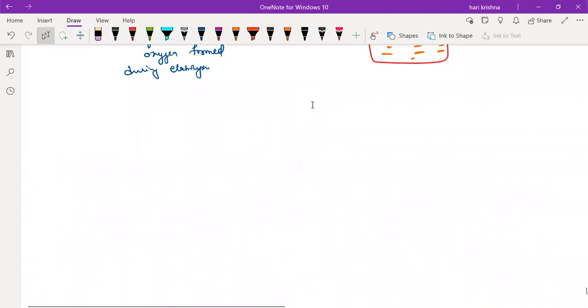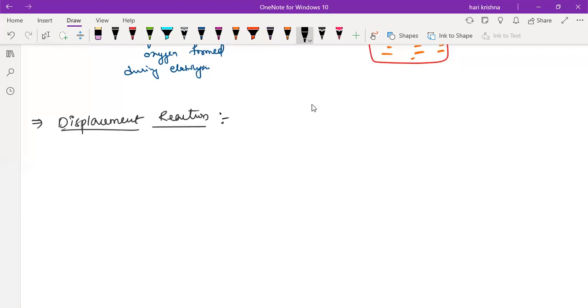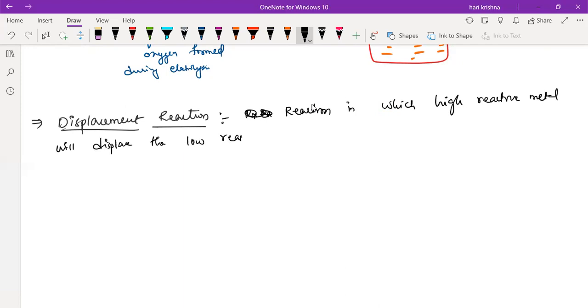It's very important, displacement reaction. Because if you go for the third chapter also, you have again the same topic, displacement reaction. So what is the definition for the displacement reaction? A higher reactive metal displaces lower reactive metal. High reactive metal will displace the low reactive metal.